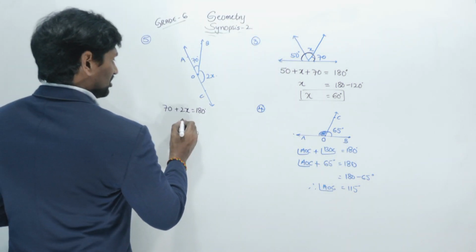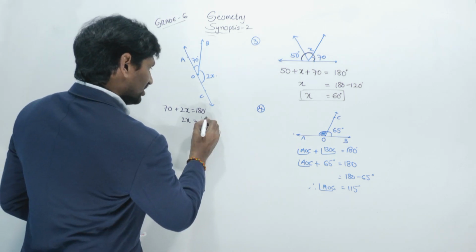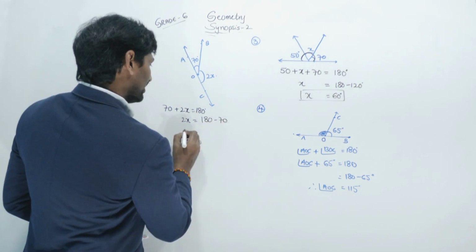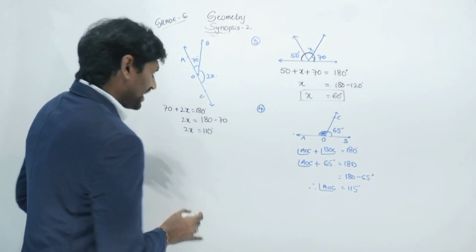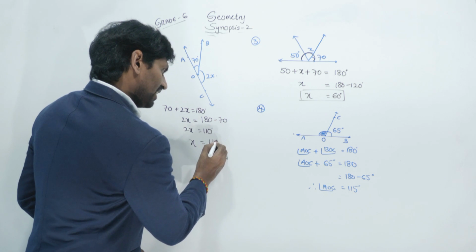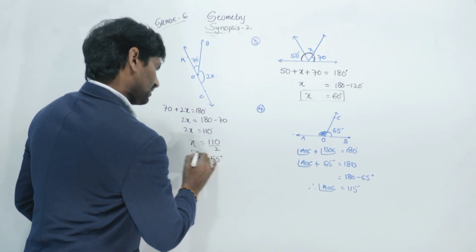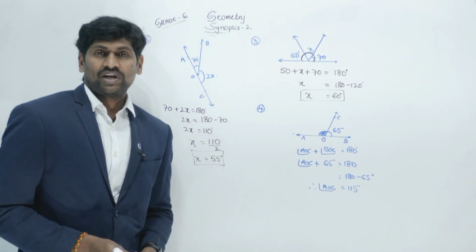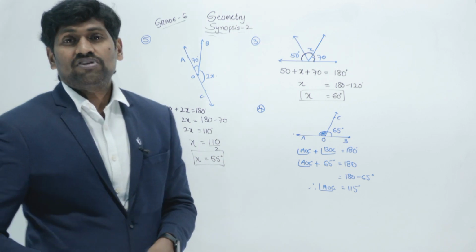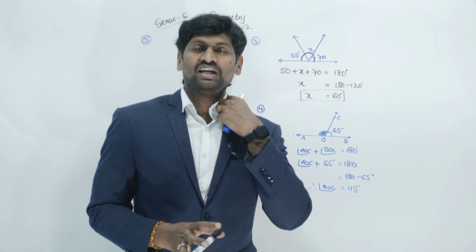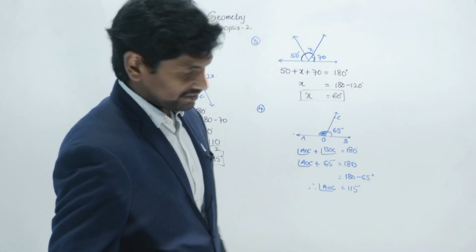We can take that combination, or their sum, as equal to 180 degrees. So based on this, transposing plus 70 gives minus 70. So 180 minus 70 is 110 degrees. So for the x value, 110 by 2 is 55 degrees. Okay? So whenever you observe a straight line, we can easily take that the sum of the angles on a straight line is 180 degrees. Remember it.